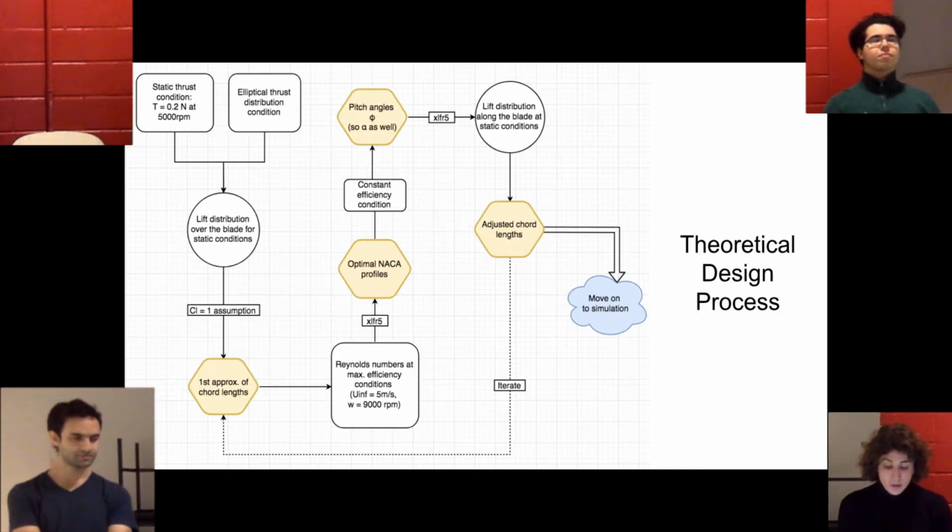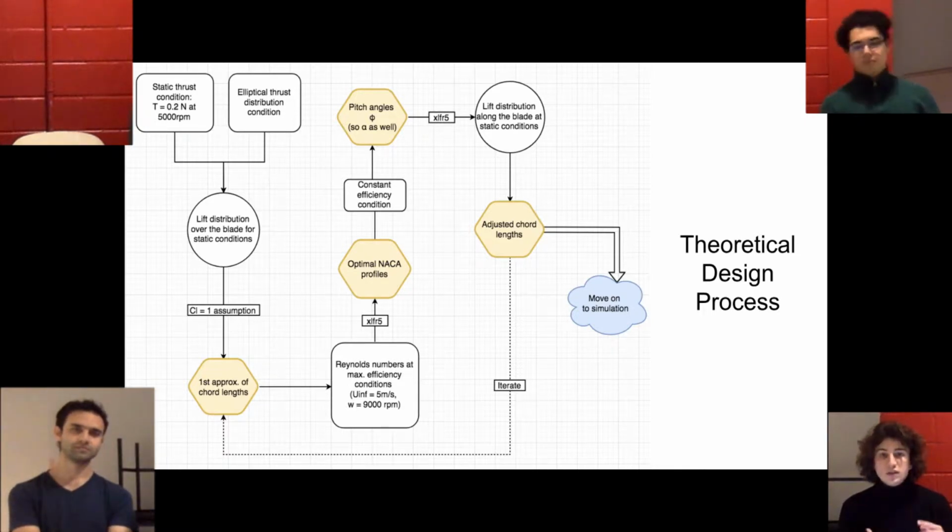Then we can get the Reynolds number under the max efficiency conditions. So now we're looking at what's the Reynolds number at each control point when the wind speed is 5 meters per second and the rotation is 9,000 RPM. Now using the software, we can find the optimal NACA profiles at each control point. And then by enforcing the constant efficiency condition, we can also find the pitch angles at each control point.